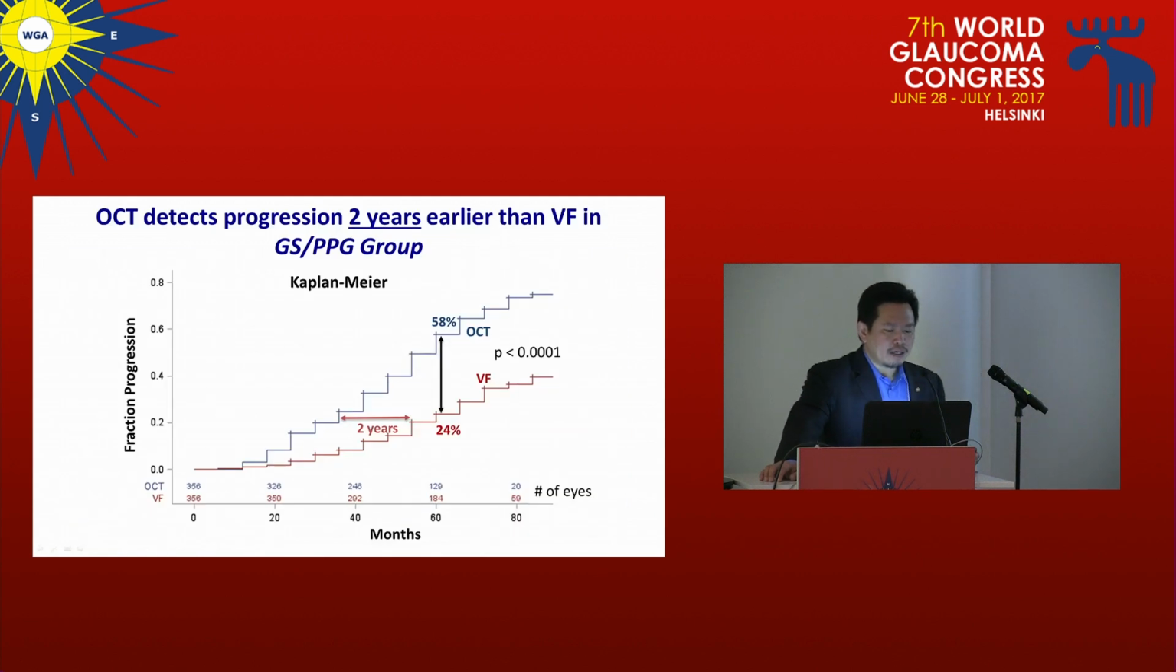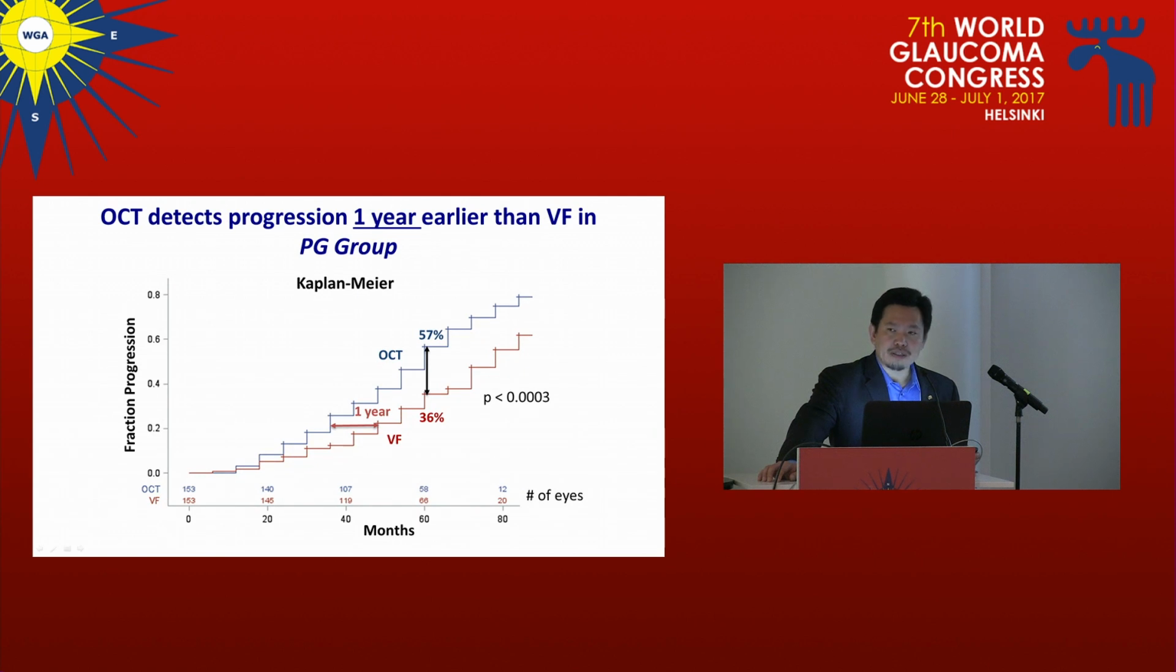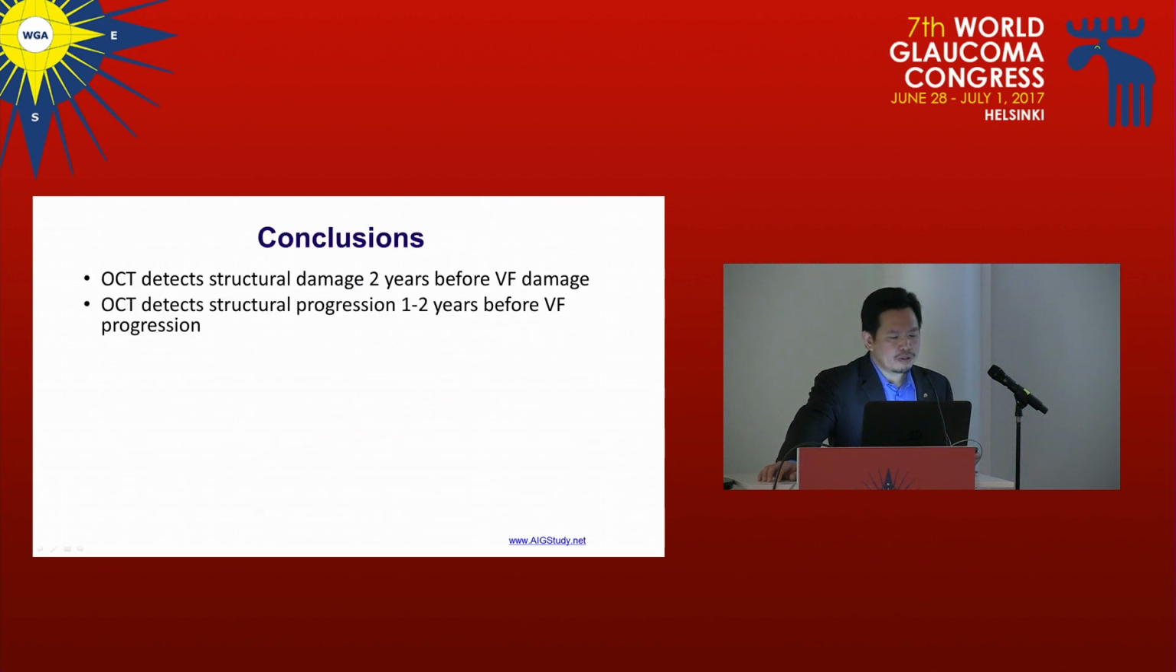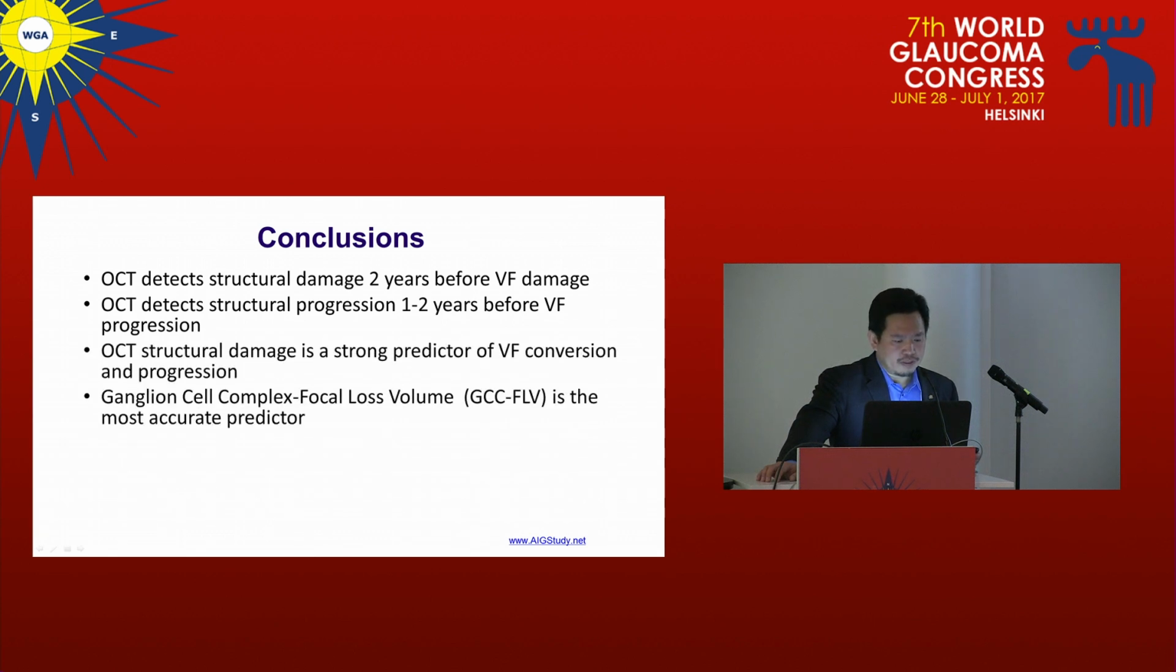And this is a Kaplan-Meier curve showing that the visual field and OCT detection are significantly different. OCT being able to detect progression about 2 years earlier in the GS-PPG group, and by 1 year earlier in the parametric glaucoma group. So in conclusion, OCT detects structural damage 2 years before visual field damage on the average, and it detects progression 1 to 2 years earlier compared to visual field, depending on the severity of disease.